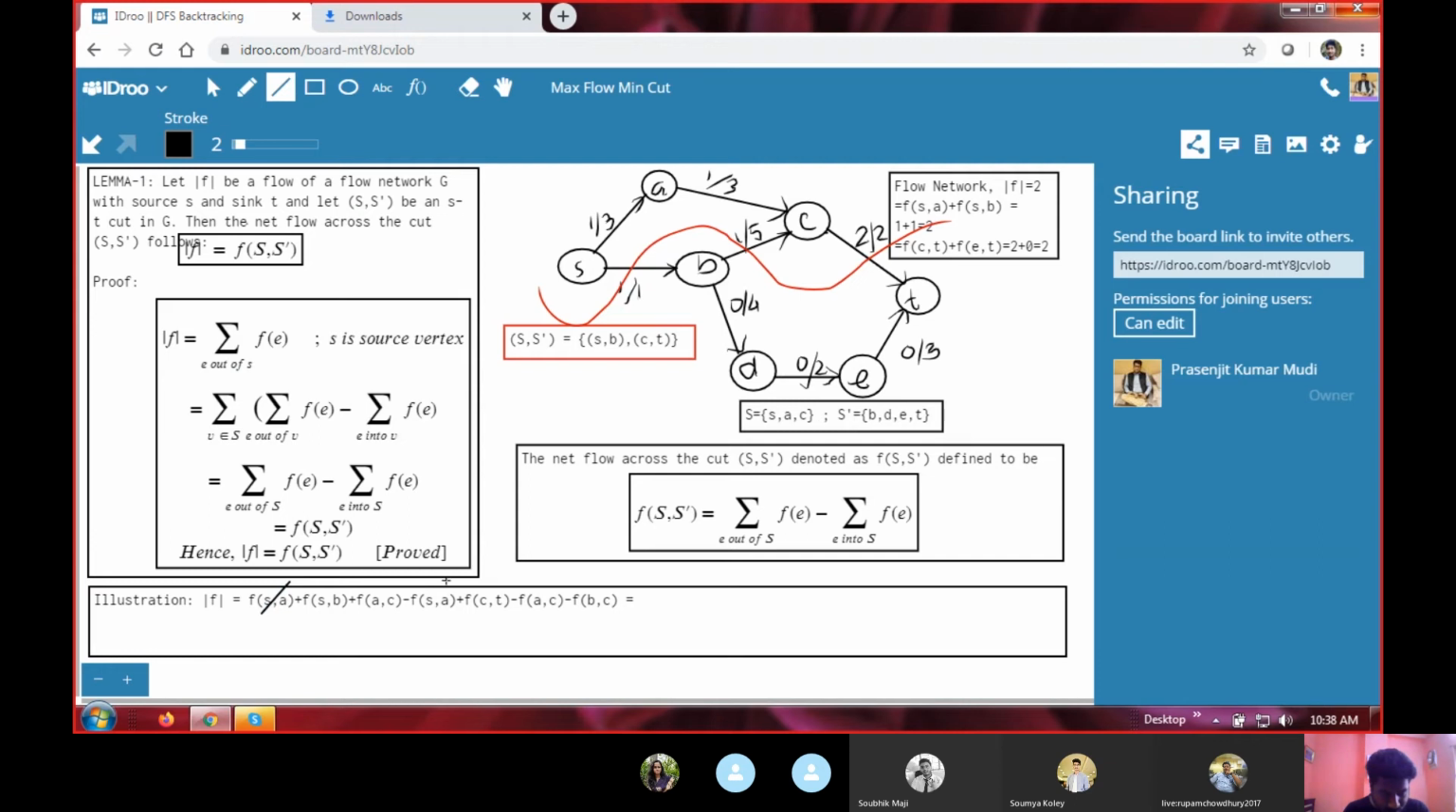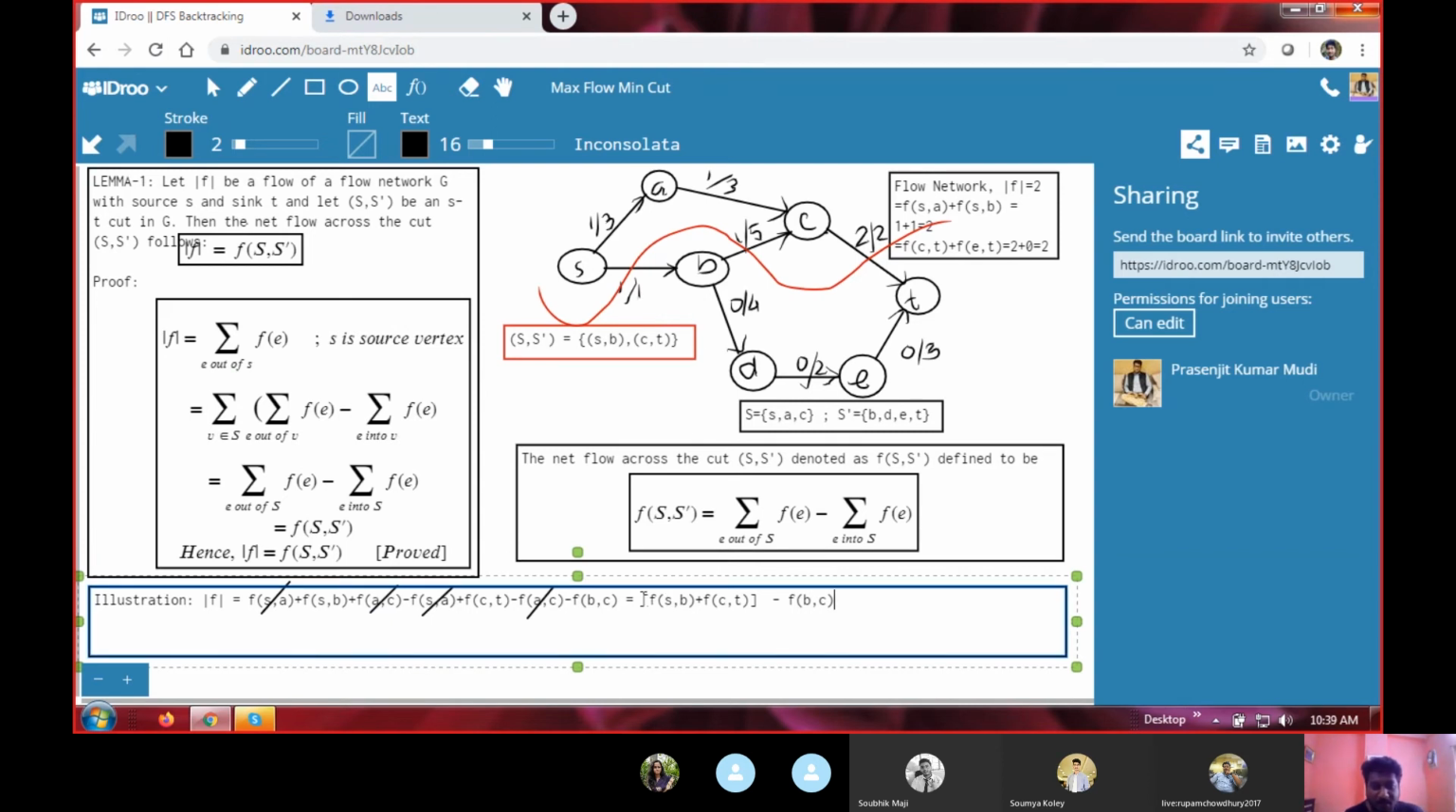So S comma A and S comma A cancel out, and A comma C minus A comma C cancel out, and what we have is f of S comma B plus f of C comma T, and minus these two are grouped together, so it is looking like a set. So these are grouped together, and then f of B comma C.